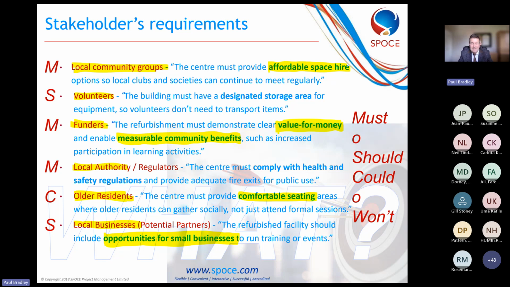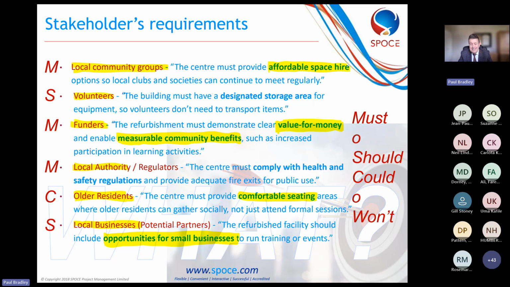Funders must deliver value for money. That is a must have for me. You know, we need a good investment and we need to show that that money is being spent well. Also, the local authority must comply with health and safety regulations and have good fire exits. Again, a must-have is health and safety. You can't compromise on that, I'm afraid.